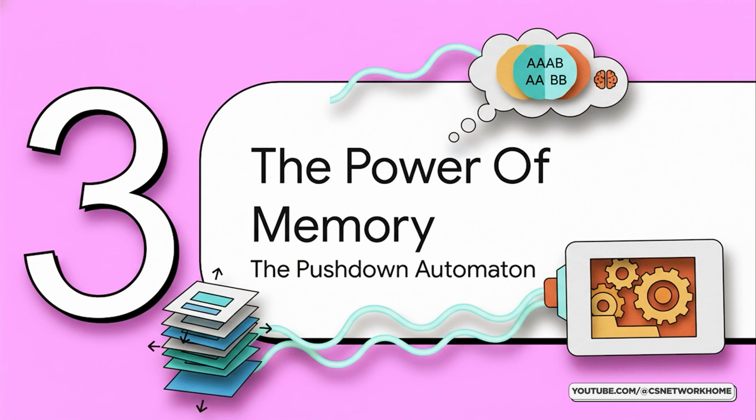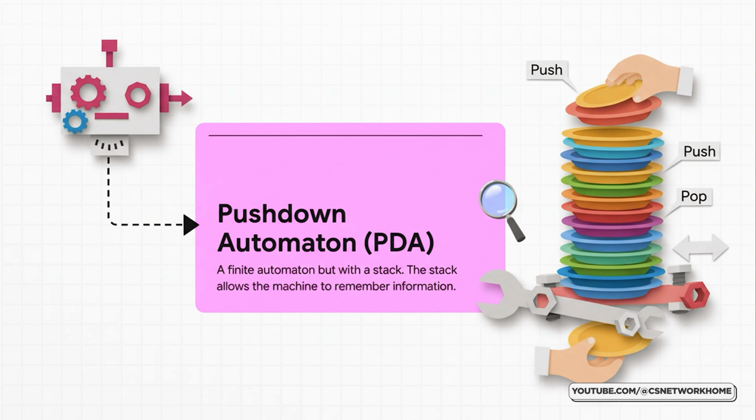To solve this problem, we don't need a whole new machine. We just need an upgrade that gives it the one thing it was missing, a memory. So say hello to the Pushdown Automaton, or PDA. It's basically our good old finite automaton, but we've bolted on a stack.